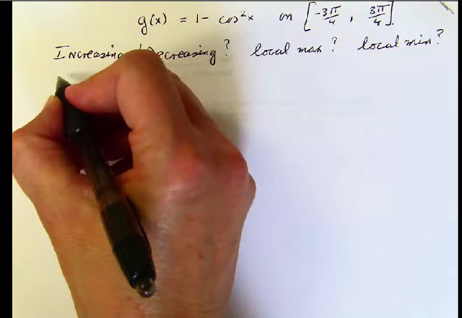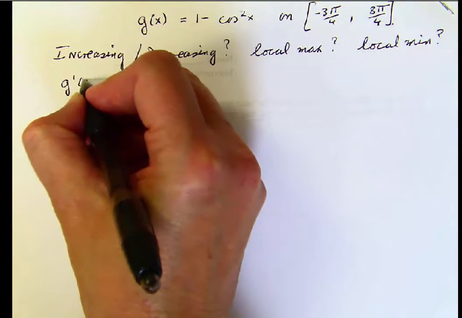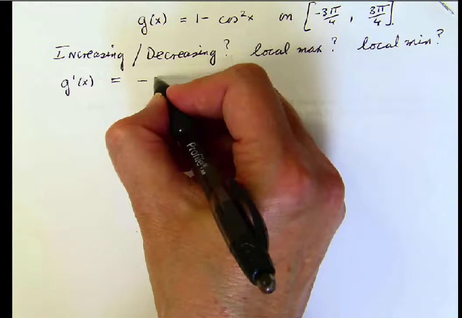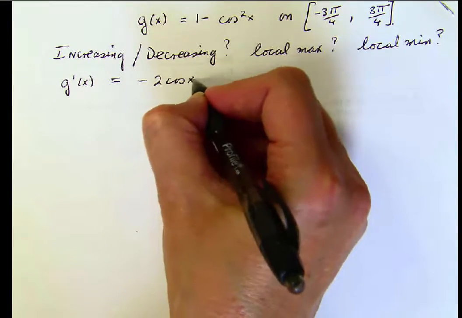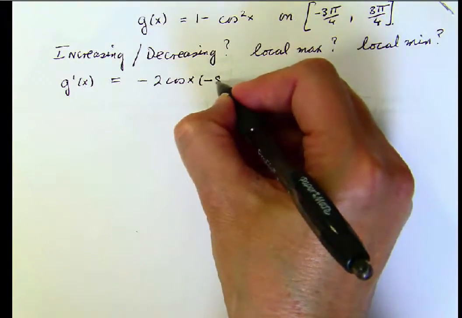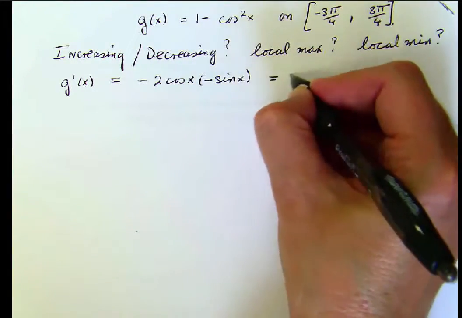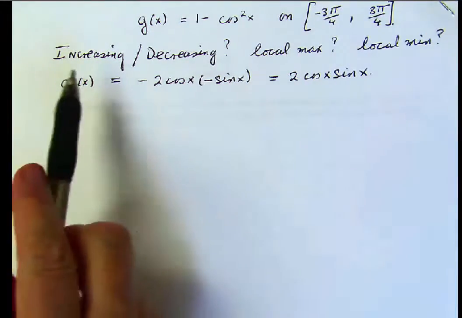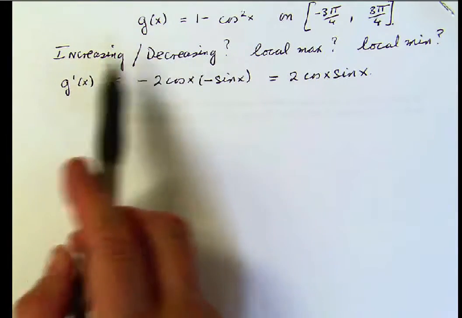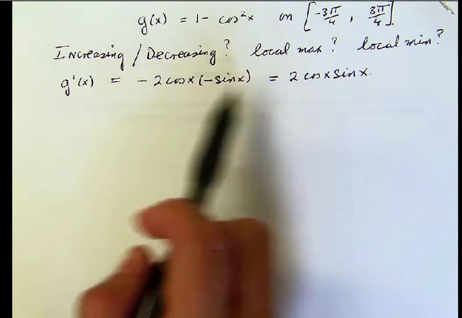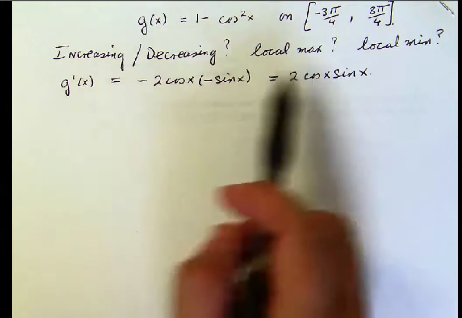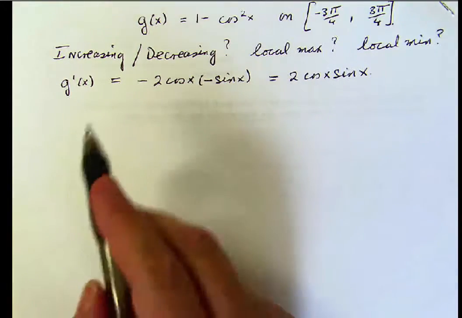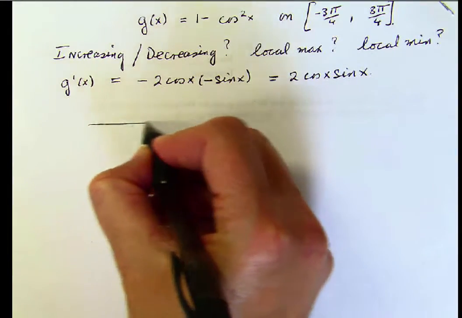For this, we use the first derivative. So all of this we can figure out from the first derivative, and using the chain rule we get that g prime of x is minus 2 times cosine of x times the derivative of cosine, which is minus sine of x, and that's 2 times cosine of x times sine of x. We can figure out where this function g of x is increasing and decreasing by looking at the sign of g prime of x. We can also find the critical points and figure out which ones are local maxima and local minima using this first derivative.